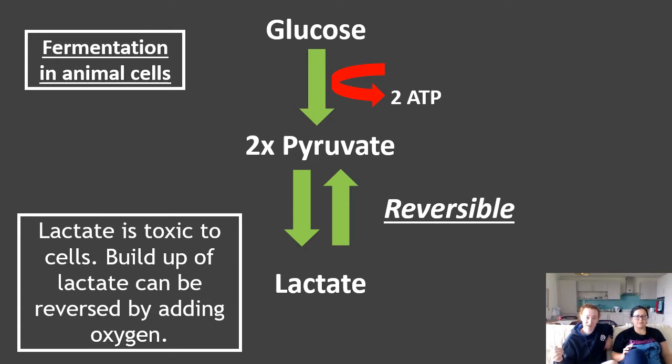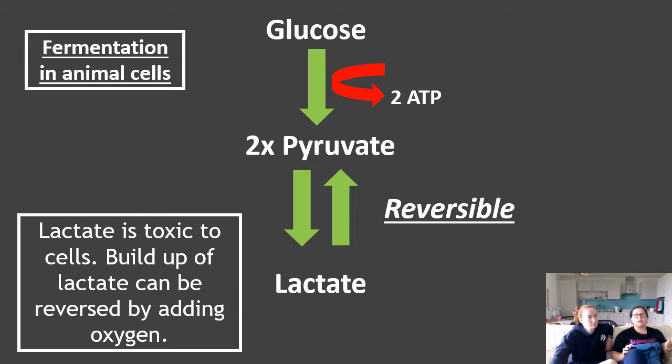So fermentation in animals, glucose to 2 pyruvate with 2 ATP being made, and 2 pyruvate then becomes lactate, which is reversible. Now, if we compare that against aerobic respiration, which makes many ATP. It makes 2 ATP in stage 1, and then in the second stage, it makes many ATP. In this one, you only get that 2 ATP produced. That's all you get. So what we're looking at is a rubbish version of respiration.